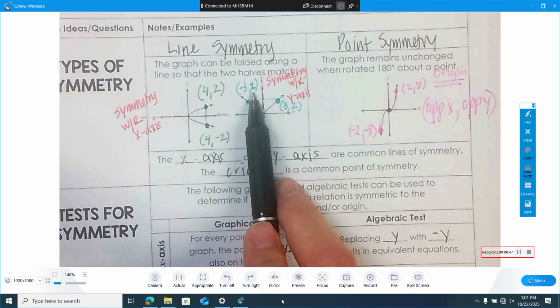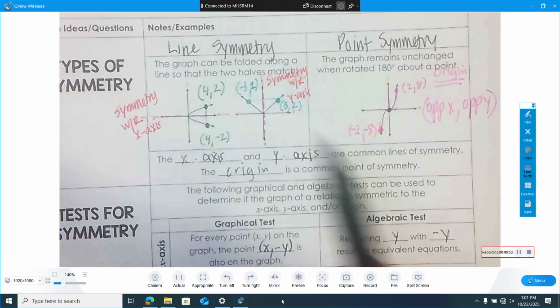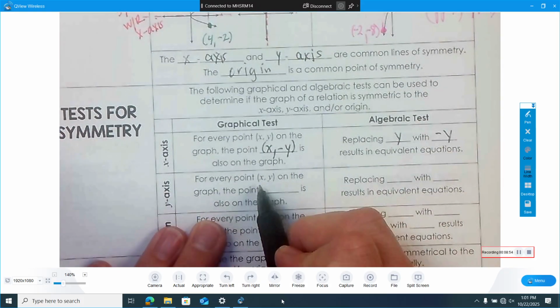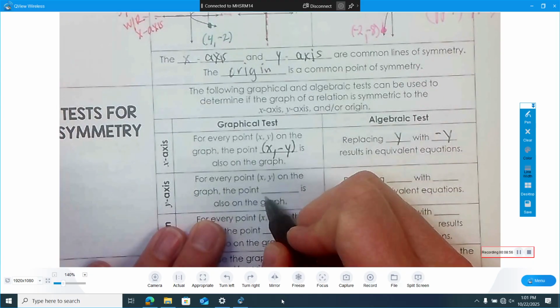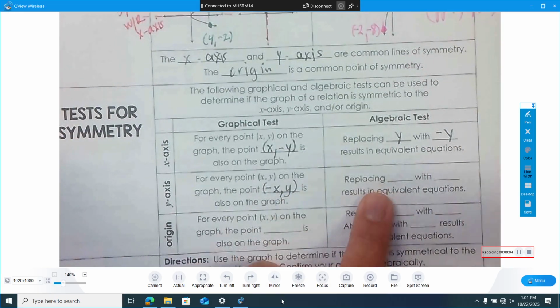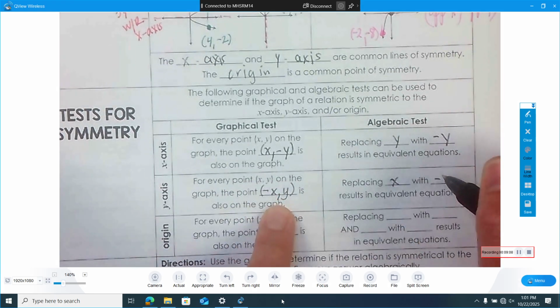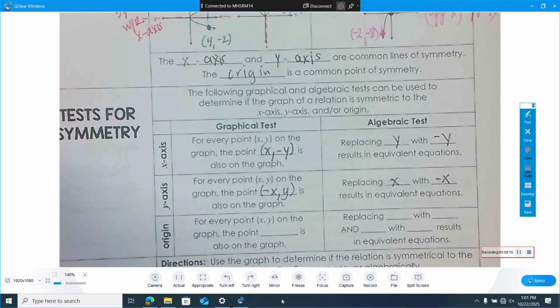The y-axis, we said that the y stays the same, but the x becomes opposite. And so we can do that same thing for every (x, y) point on the graph. The x became the opposite, but the y stayed the same. And so to prove algebraically, we're going to replace the x with negative x and work it out and then see, do we get the same thing we started with or not?